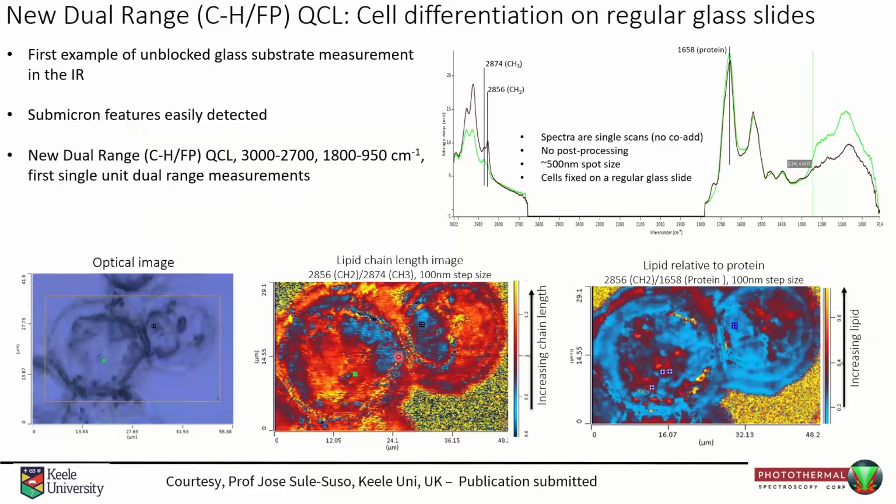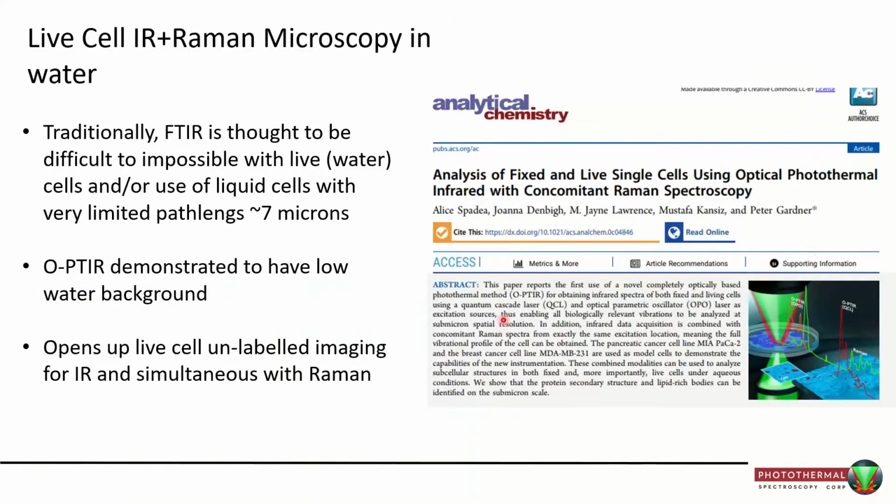Submicron features in these images were easily detected. And this was collected using one of the newer CH fingerprint QCLs. So over here we had a lipid chain length measurement. We looked at the CH2 ratio to CH3. Of course, we also looked at the protein. It's a pretty simple measurement as well. These are 100 nanometer step images.